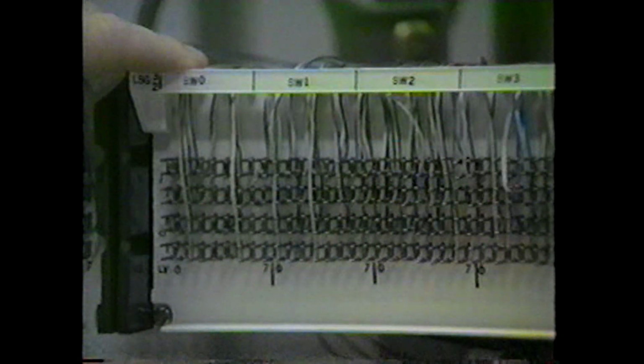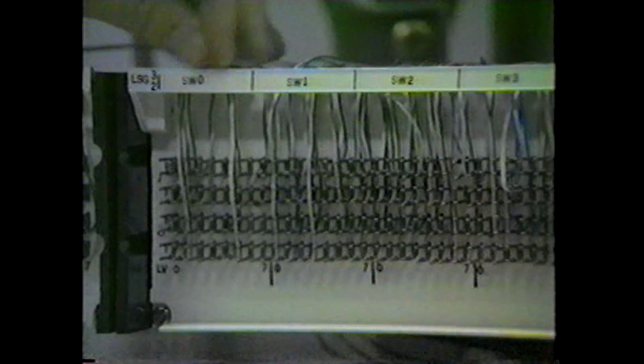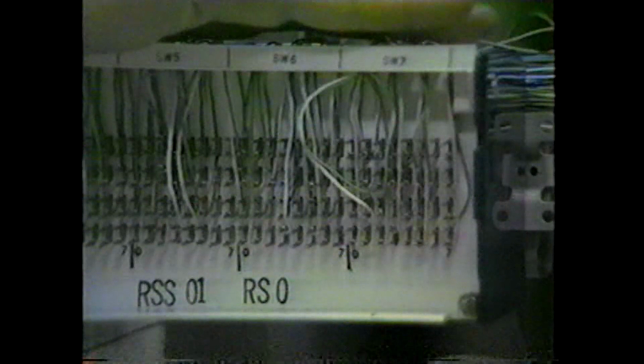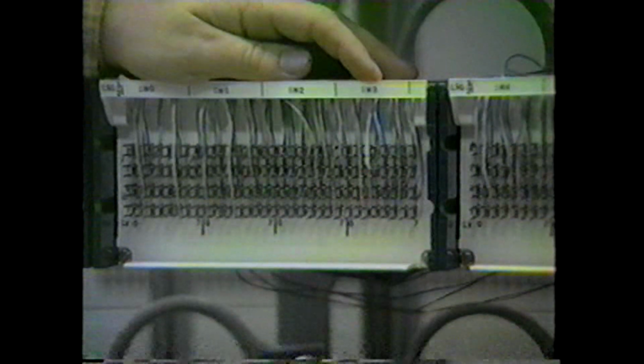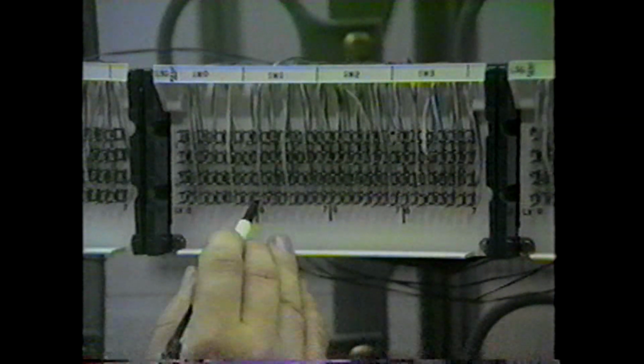The next number is your switch, which is found up here. Switch 0, 1, 2, 3, 4, 5, 6, and all the way to 7. Both of these blocks are like one large block. Your last number is your level, and again it counts 0 to 7, and it's down here at the bottom. 0 to 7, 0 to 7, and so on.